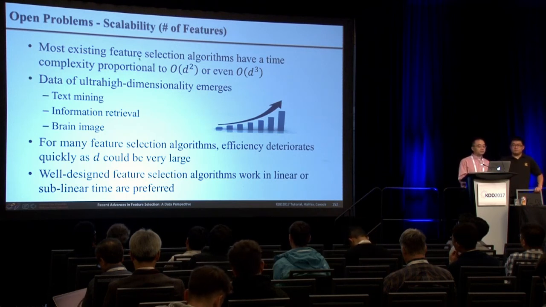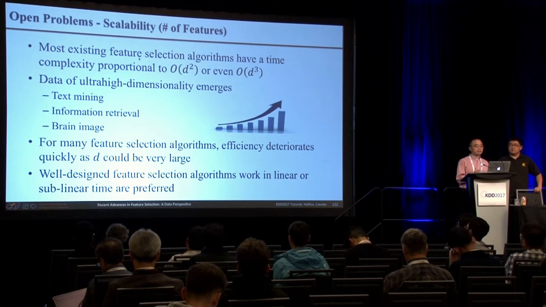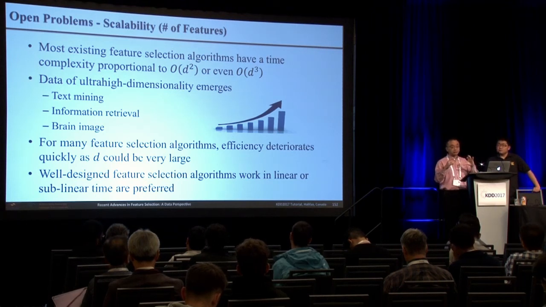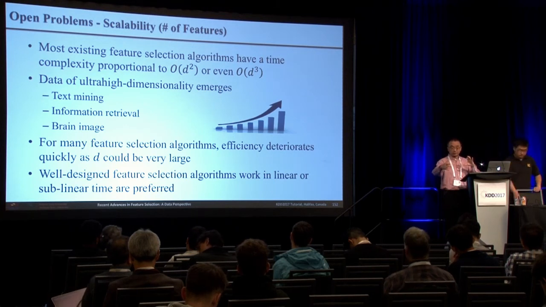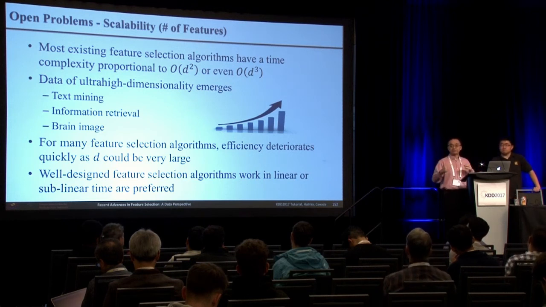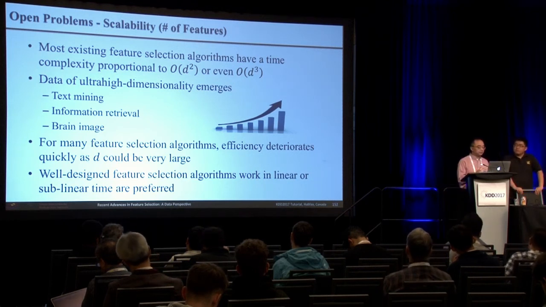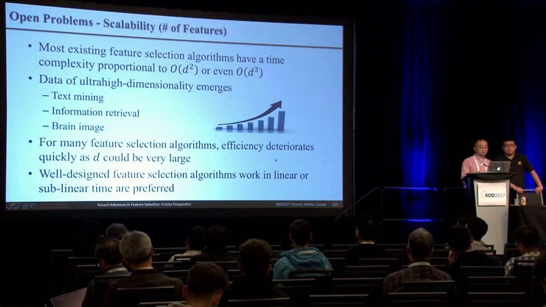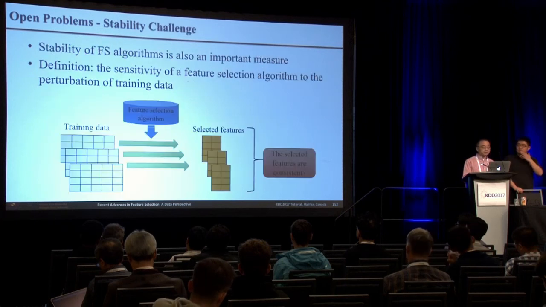Most existing feature selection algorithms have a time complexity proportional to big O of d squared, where d is the number of dimensions. This is also related to what Jiliang presented about how simple it is, because you still have to calculate the covariance matrix. For many feature selection algorithms, efficiency deteriorates. It's obvious. So how can we do that? This is the second scalability issue.